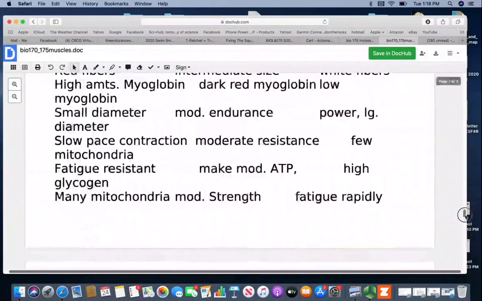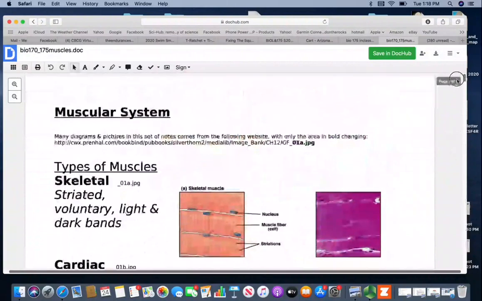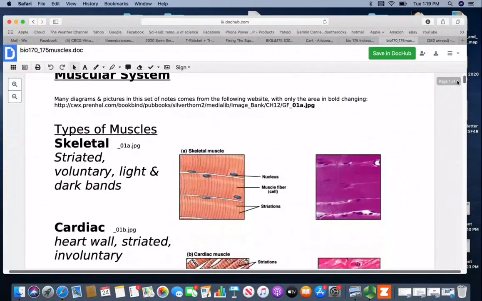All right, this lecture is going to be on muscles. So I just did a dry run of this one and it did not record. So let's try this again.